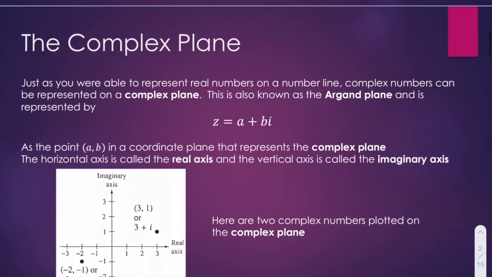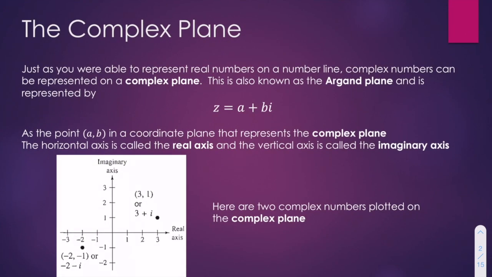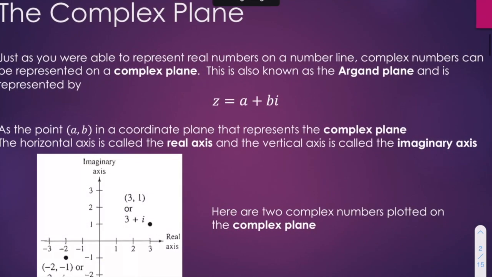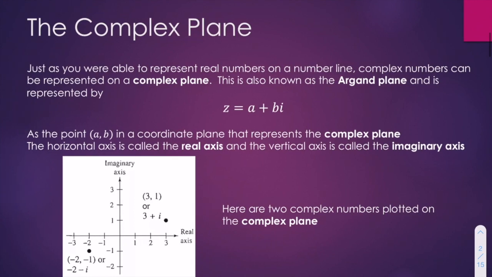All right. So we get into talking about, first of all, this thing called the complex plane. Just as you were able to represent real numbers on a real number line, complex numbers can be represented on a complex plane. This is also known as the Argand plane, and is represented by z equals a plus bi, as the point (a, b) in a coordinate plane. In the complex plane, the horizontal axis is called the real axis, and the vertical axis is referred to as the imaginary axis.